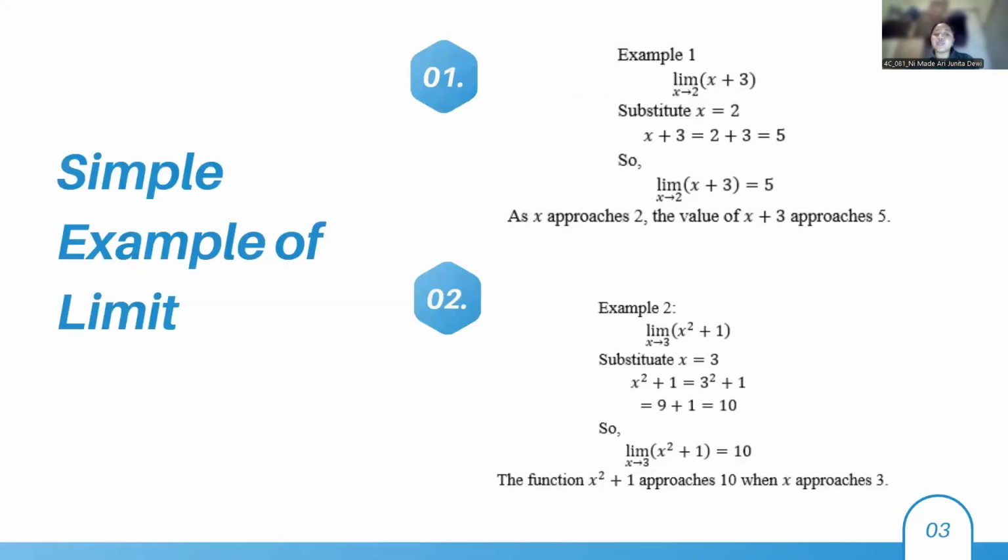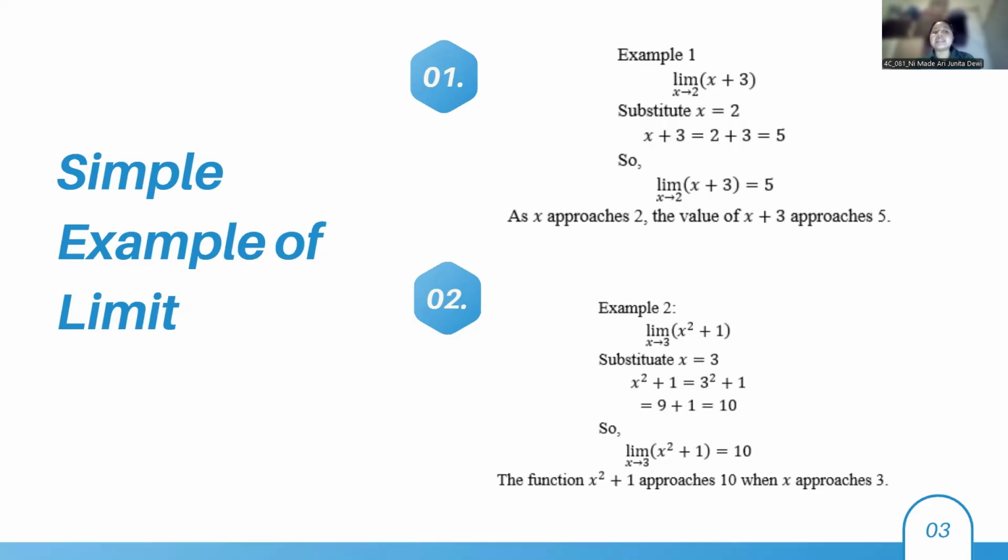Now, let's begin with a simple situation. Imagine that a person is walking closer and closer to a door. The person does not reach the door immediately. Instead, the person moves step by step and gets closer to the door. Now, the question is, does the person arrive at the door right away, or does the person approach the door gradually? The key idea here is approaching.